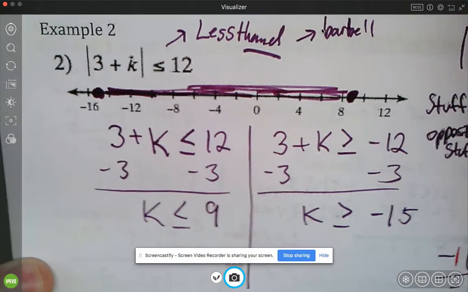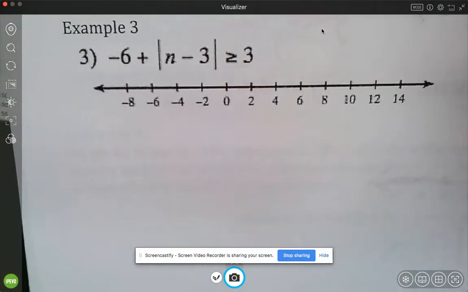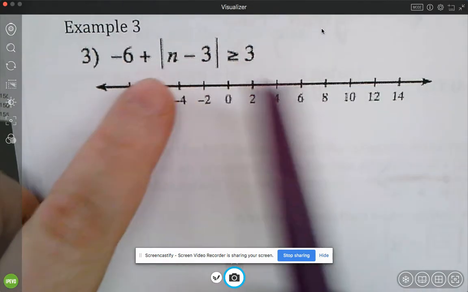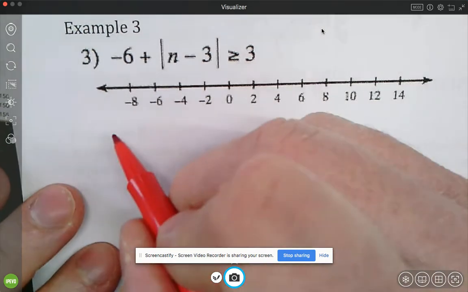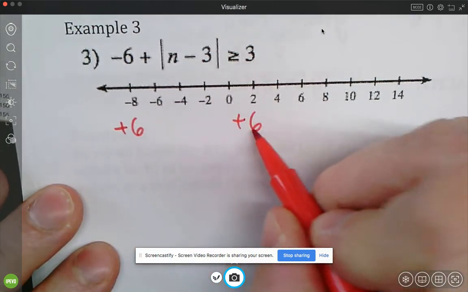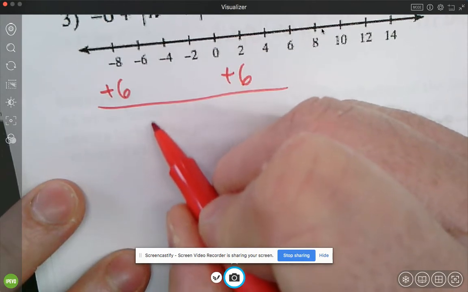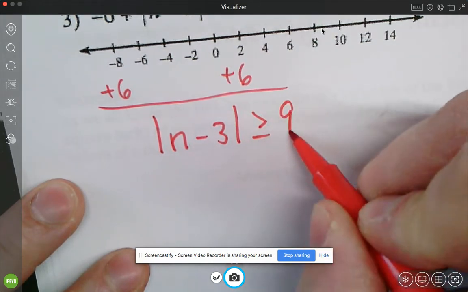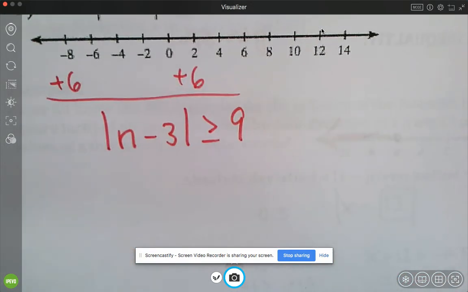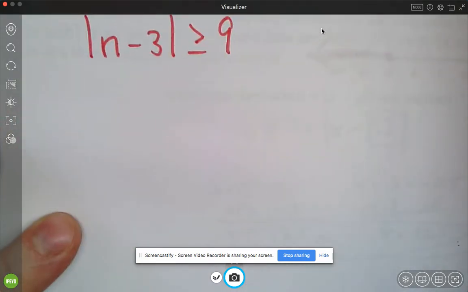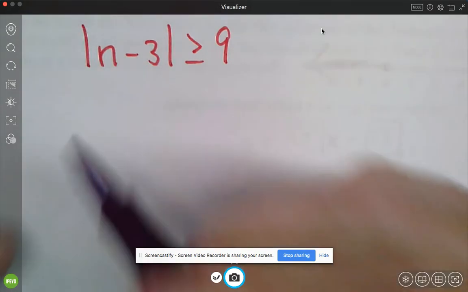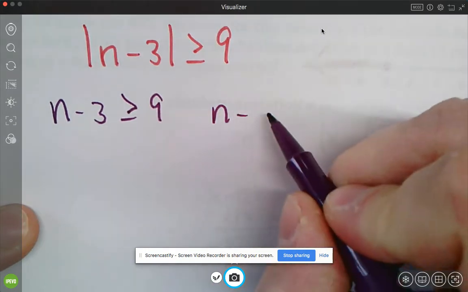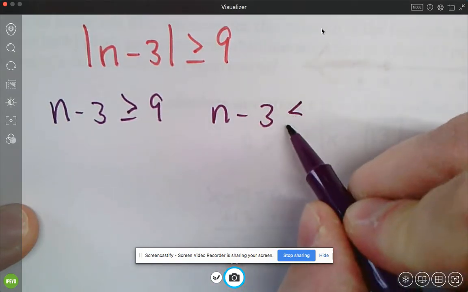Okay, let's try the next one, example 3. Before we can break it up into two inequalities, the first thing we have to do is get that stuff by itself. What's the first thing we'll do to both sides? Plus 6, plus 6, and I'm left with absolute value of n minus 3 is greater than or equal to 9. Now we have to break it up into two inequalities. See if you can give me both of them. So it would be n minus 3 is greater than or equal to 9, and then n minus 3 is less than or equal to negative 9.